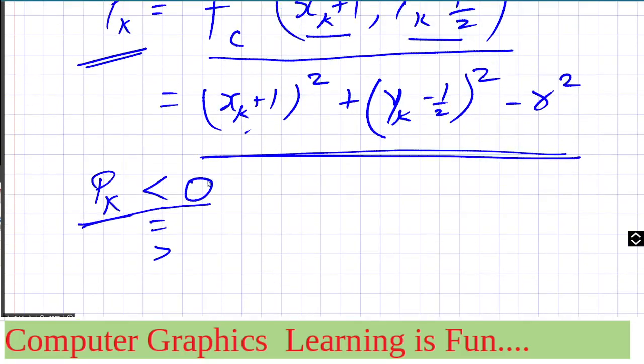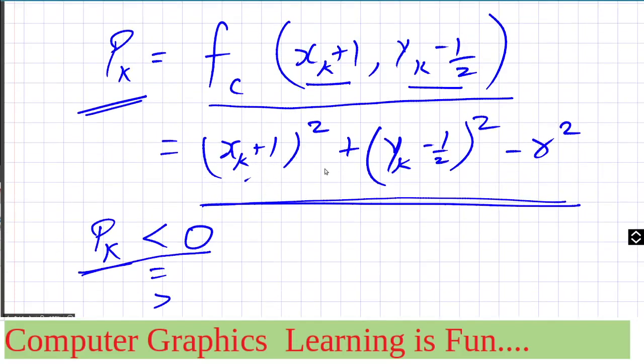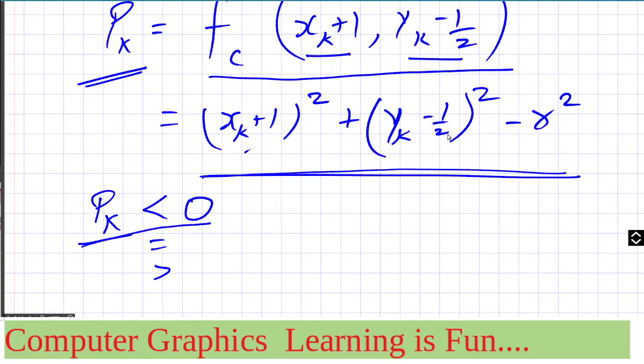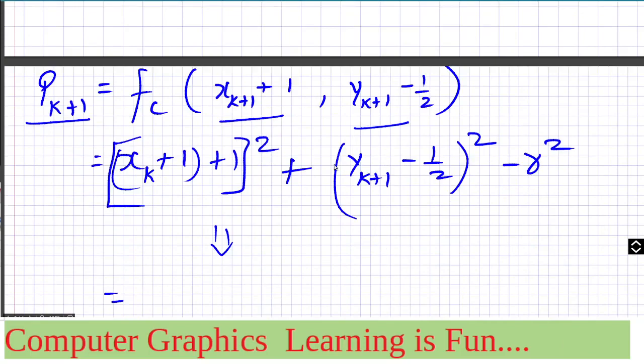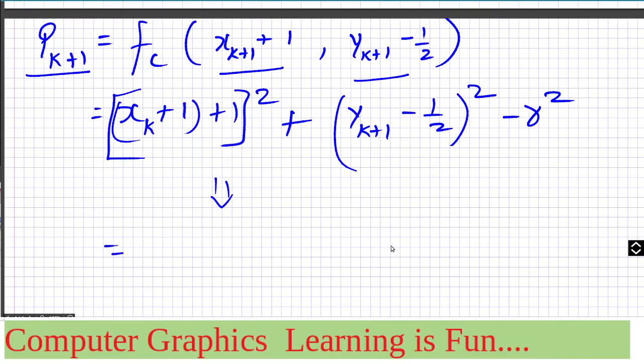Sometimes you will say, what was pk? Xk plus 1 square plus yk minus half square minus r square. So this particular thing altogether can be written as pk, right? Xk plus 1 square will come, yk plus 1 minus half square will come, and minus r square will come. It is coming here, right?